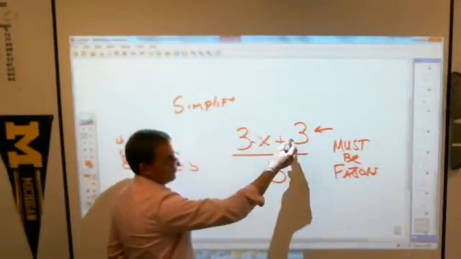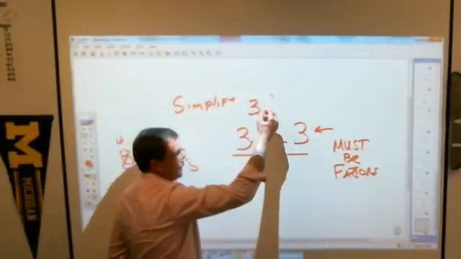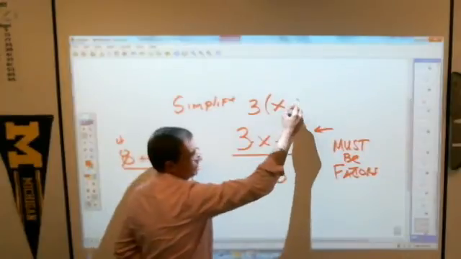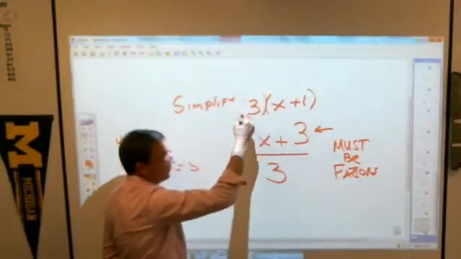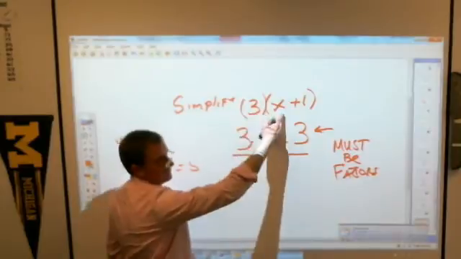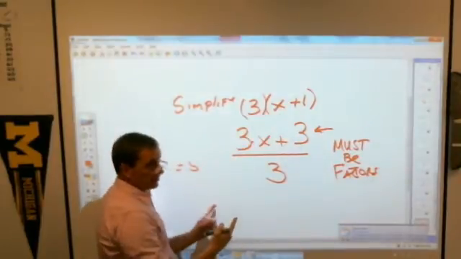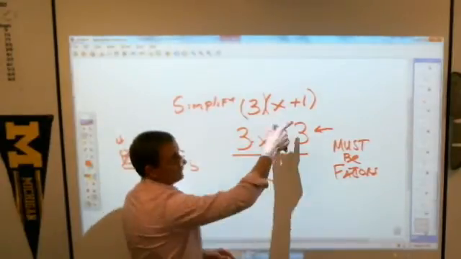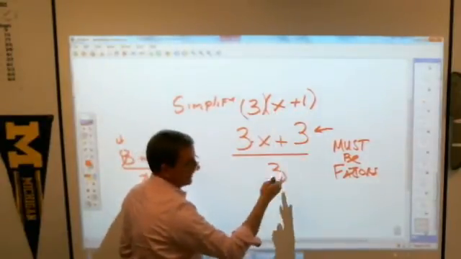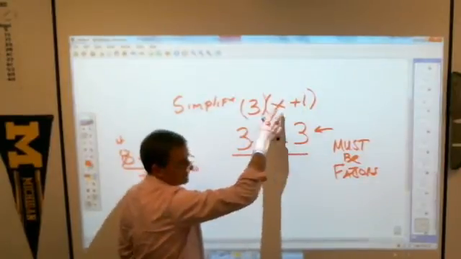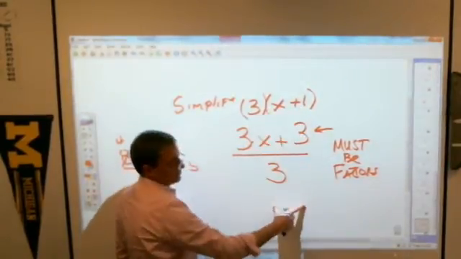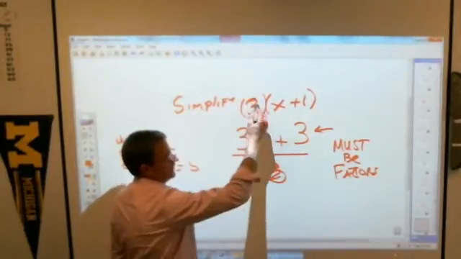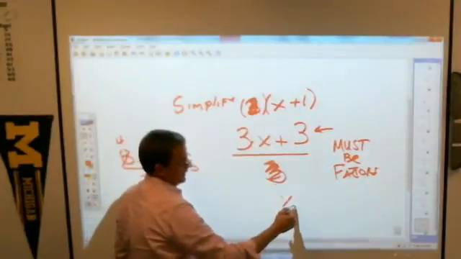A 3. I can take a 3 out of both these. Take a 3 out of this, you're left with x. Take a 3 out of this, you're left with 1. Now see, these two things are factors of each other. And if they're factors, then you can cross off anything on the bottom that's a factor with that. If I would have an x plus 1 on the bottom, I could cross off that x plus 1 with that x plus 1 because this is a factor, and that would also be a factor. But I don't have the x plus 1, I have the 3. My answer is, when I cross this out and simplify it, just x plus 1.